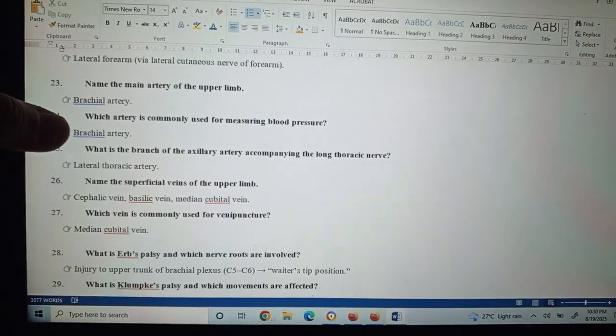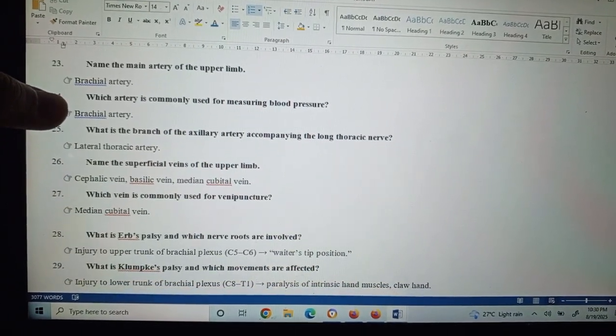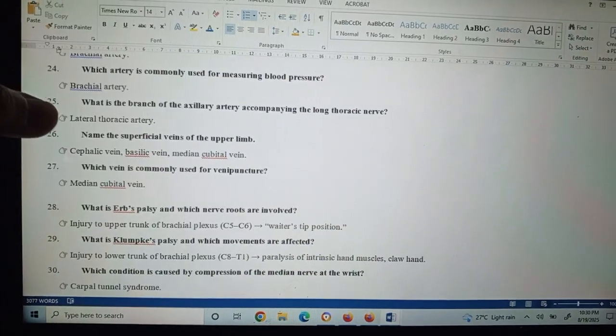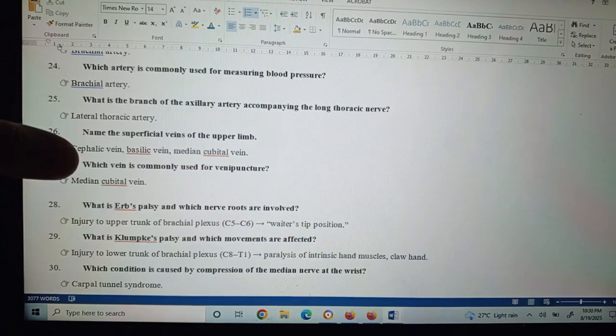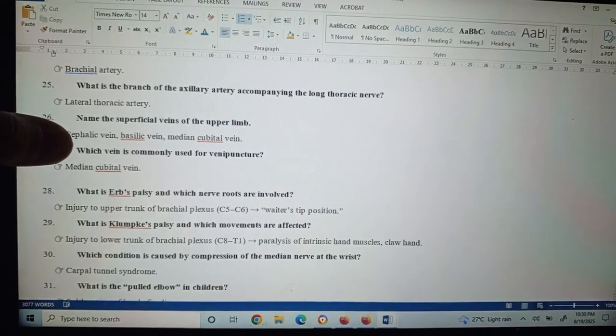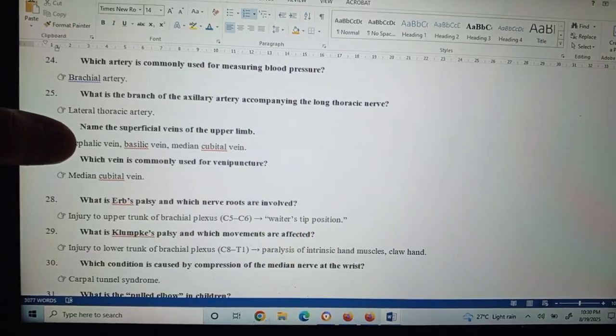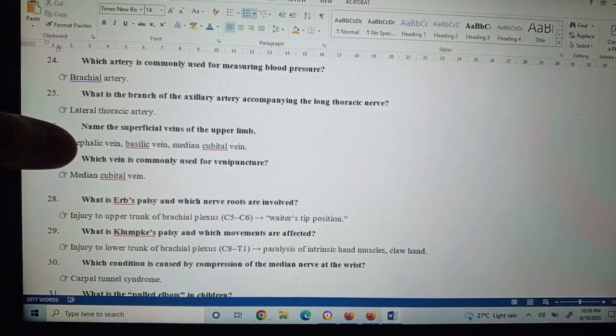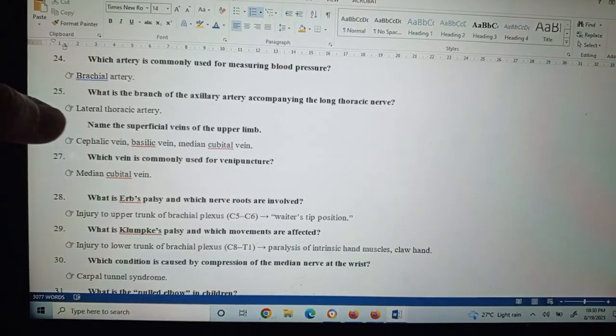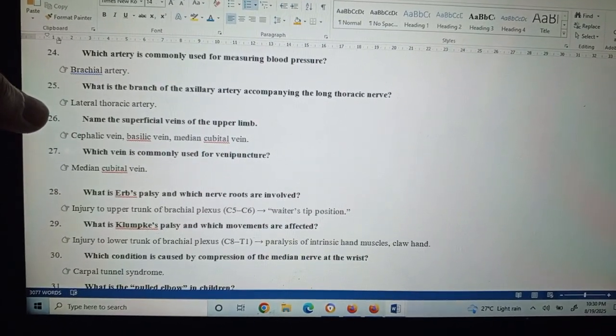Name the main artery of the upper limb. Brachial artery. Which artery is commonly used for measuring blood pressure? Brachial artery. Where can it be measured? At the cubital fossa. You should know the position where the brachial artery is used for measuring blood pressure. What is the branch of the axillary artery accompanying the long thoracic nerve?